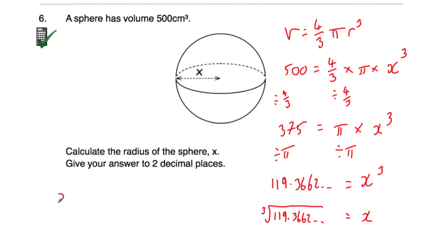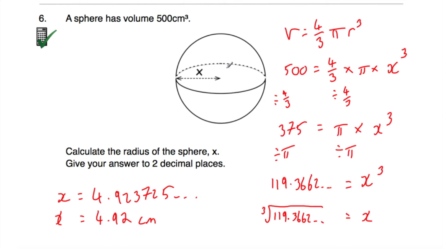And that gives me an answer of x equals 4.923725 and so on. Now we want to give our answer to 2 decimal places, so that's going to be equal to, x is going to be equal to 4.9, and then we've got 2 3, so we're not going to round up, so it's going to be 4.92, and the units will be centimeters, and that's it.